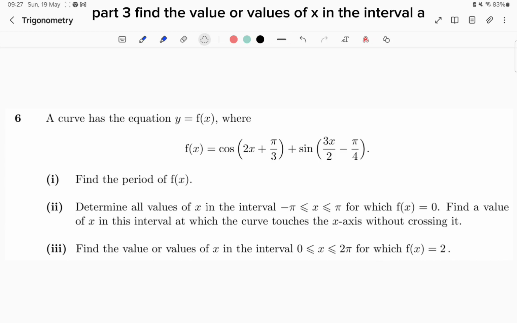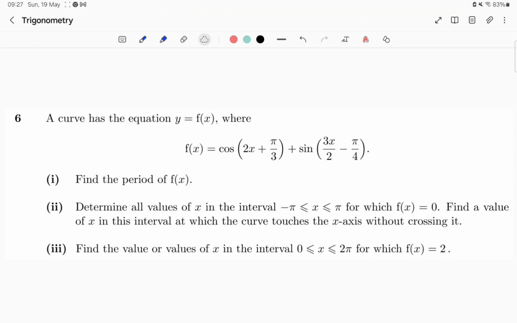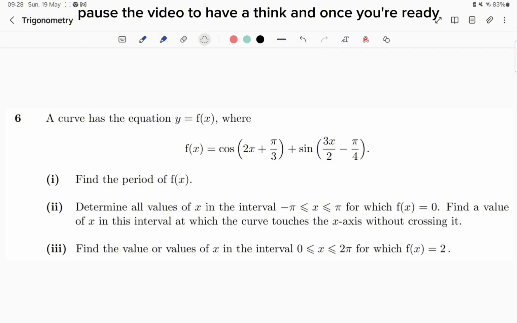Part 3. Find the value or values of x in the interval 0 to 2 pi inclusive for which f of x equals 2. Pause the video to have a think, and once you're ready, restart to see if you were correct.